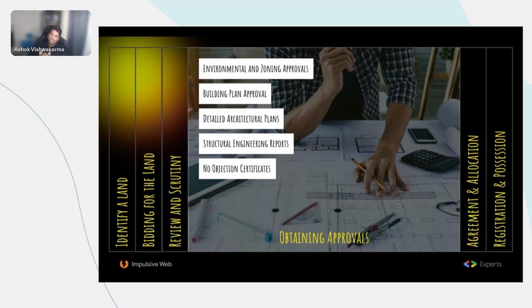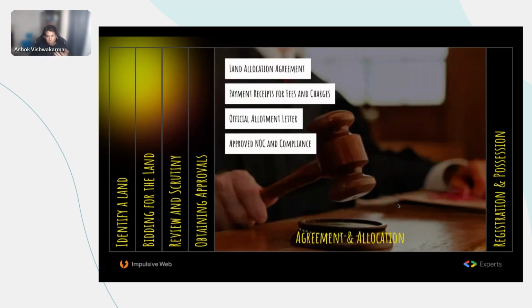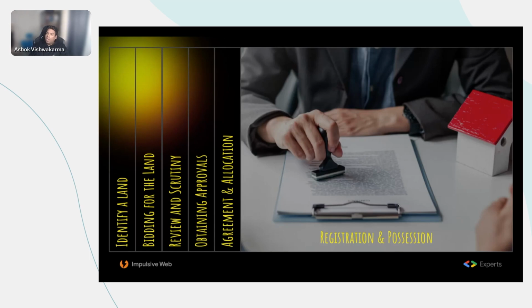And this is very important, because if any department holds you in this particular space, then you as a builder or real estate company will be stuck here forever. After that, the agreement and allocation happens, and a lot of documents are created in this stage as well. And at last, you get the registration and possession. So this is where the first part of the job for a real estate company is done, right? They get the ownership of that particular land, they get the plan they want to build approved, and then they move to the next stage.